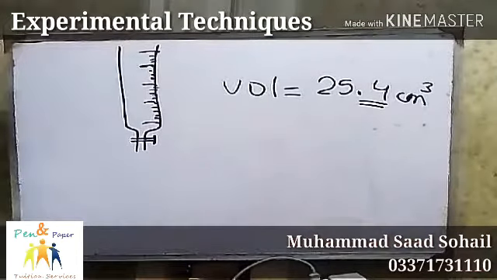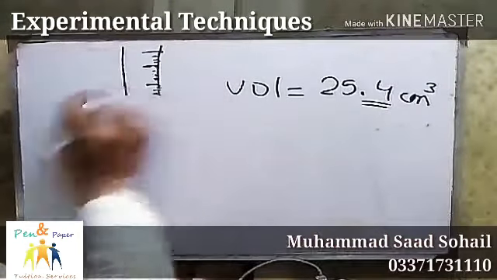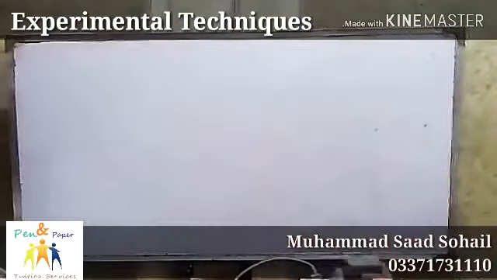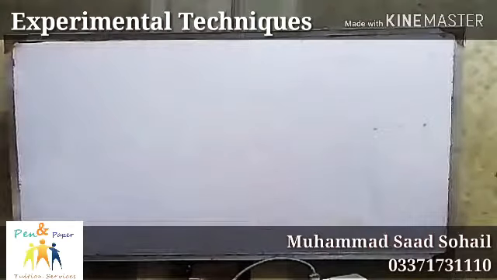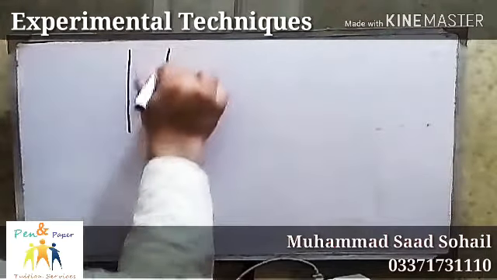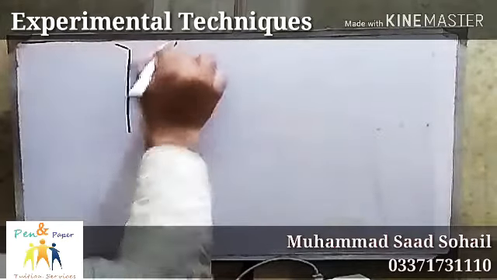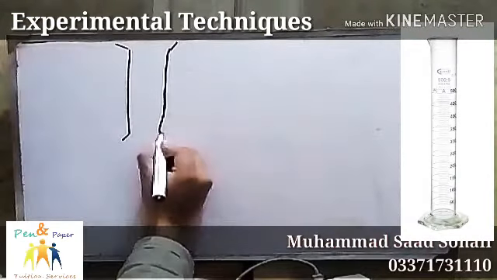Okay, then you have another apparatus which is called the measuring cylinder. Now the measuring cylinder looks like this.